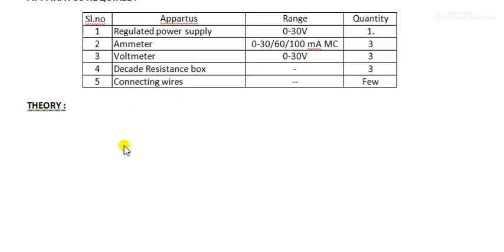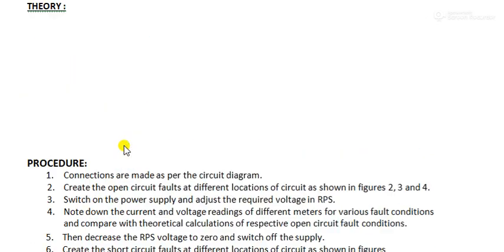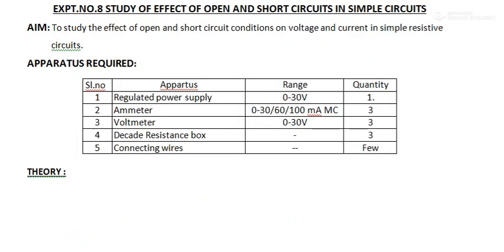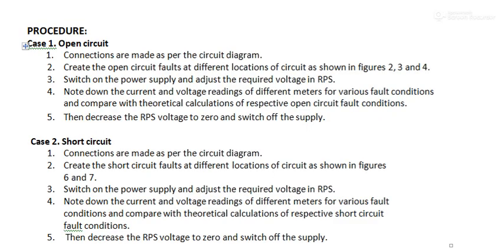Now next we go to the procedure of this circuit. So let us see the procedure for the open circuit. Case 1, connections are made as per the circuit diagram. Create the open circuit faults at different locations of the circuit as shown in figures 2, 3 and 4. For figure 2 it is R1 is open, for figure 3 R2 is open, and figure 4 is what? Supply is open. Now switch on the power supply and adjust the required voltage in RPS.